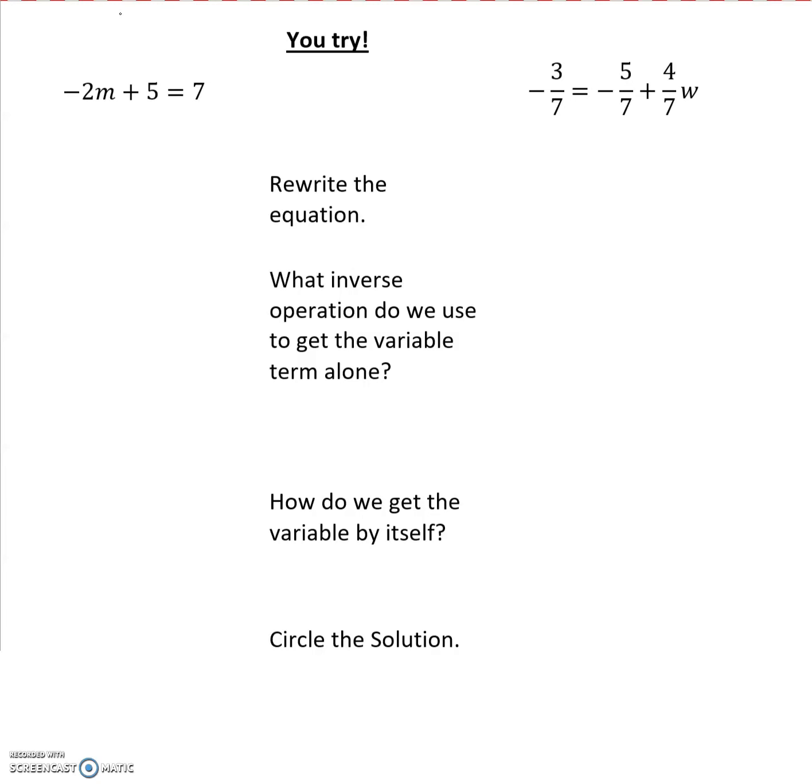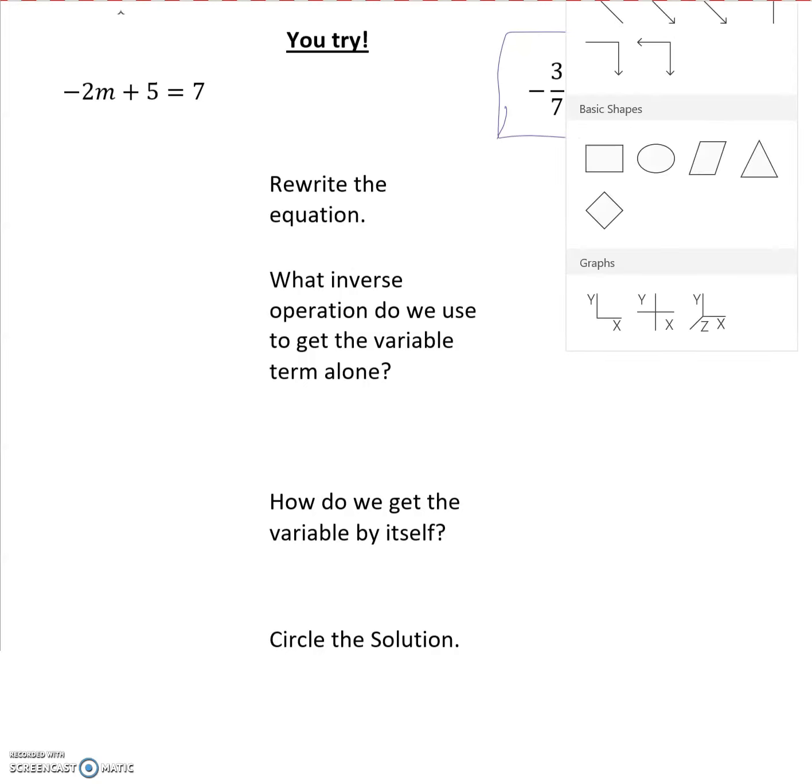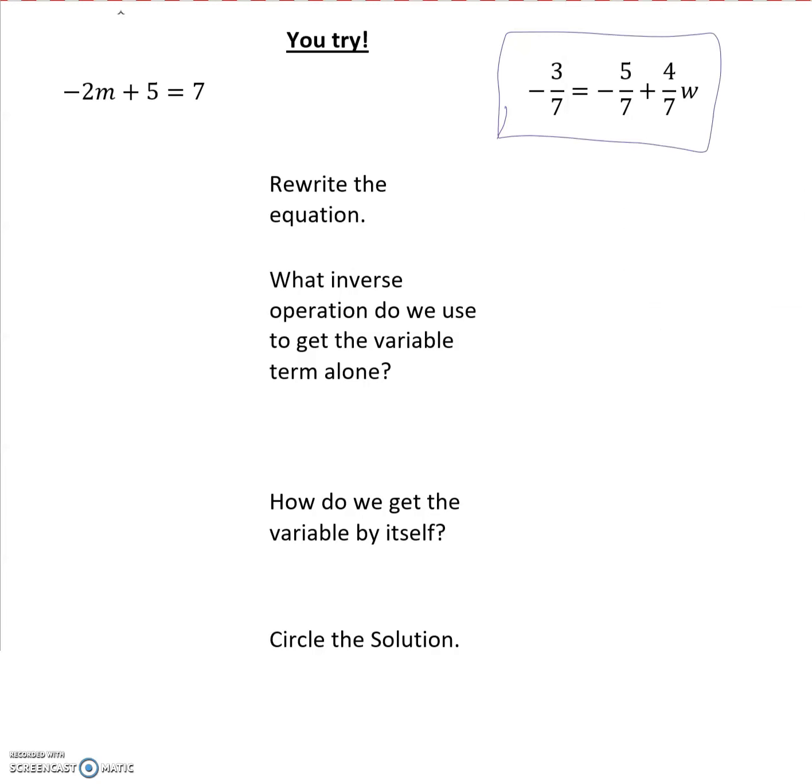All right, I want to show you how to do a couple of these. So the first one I want to show you is actually this one over here. So let's look at this one. Where is my variable term? Where am I going to put that circle? I'm going to put that circle around my 4/7 with that W, because that is my variable term. I now have my circle of don't touch.